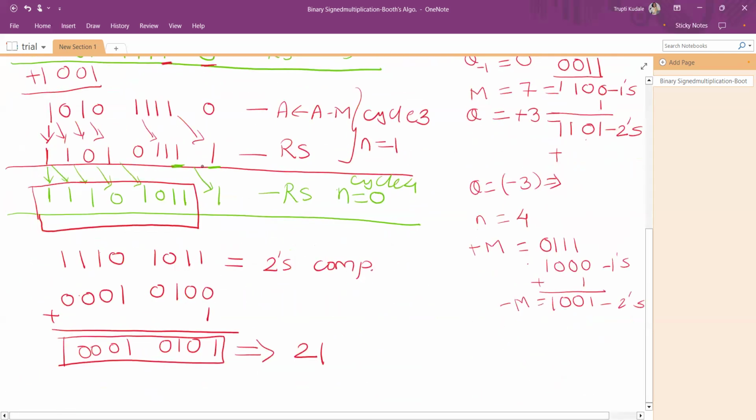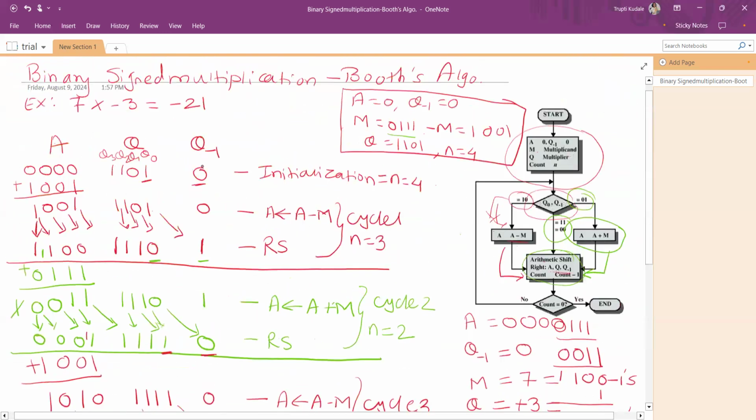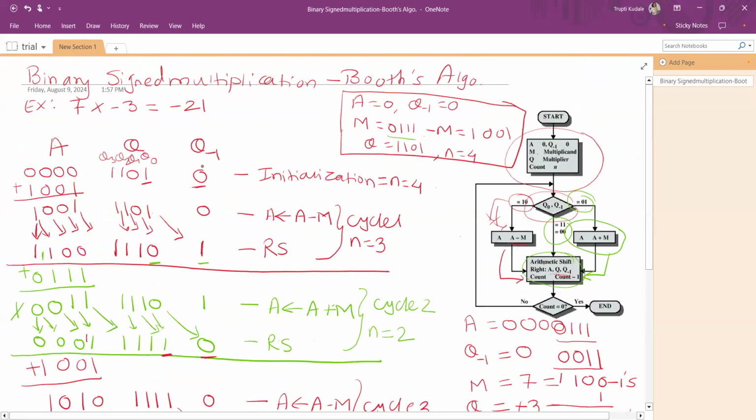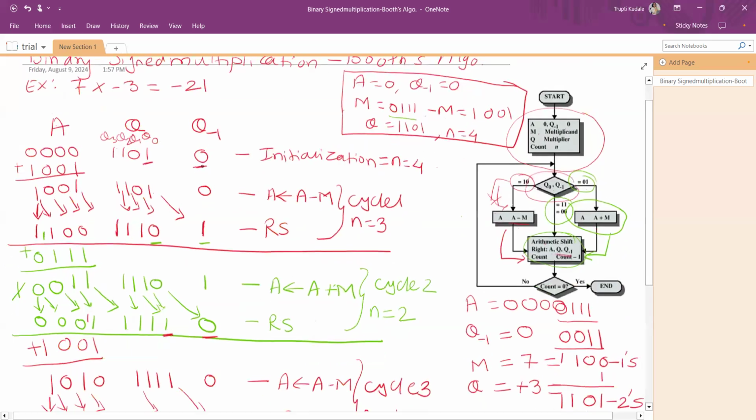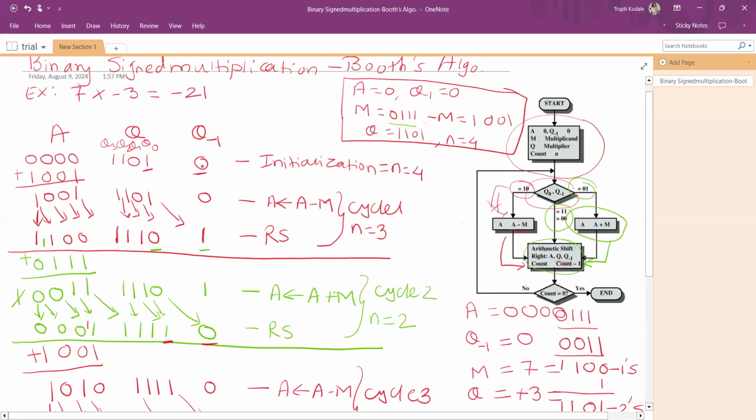So it's very simple. Just you have to follow this flow chart step by step. You just have to keep checking your Q0 and Q minus 1 bit. And while performing addition or subtraction, before right shift operation, you have to take care that your accumulator value, that is most significant bit, is written as it is, and you are shifting 1 bit towards right. Okay. So in this way, you can solve any binary signed or unsigned multiplication using Booth's algorithm.